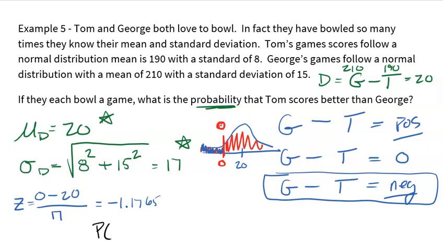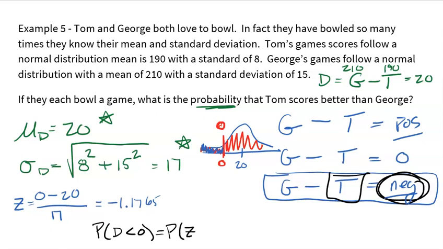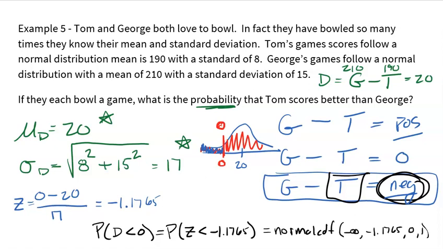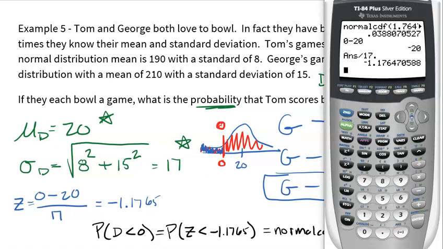So I'm trying to find the probability that the difference is less than 0, because less than 0 is a negative number, which means Tom did better. That's equivalent to finding the probability that a z-score is less than negative 1.1765, which is equal to, using the normal CDF on my calculator, going from negative infinity way down low to negative 1.1765 with a mean of 0 and standard deviation of 1 for the generic normal model.